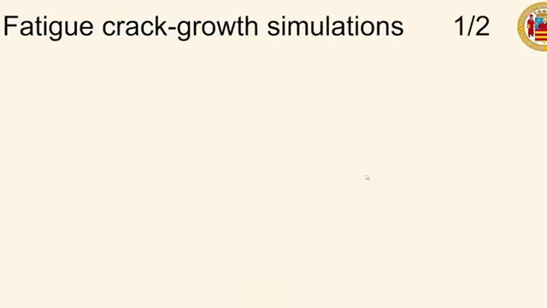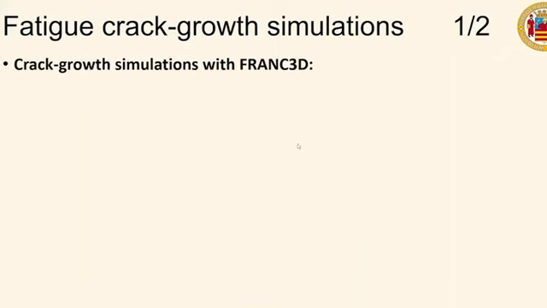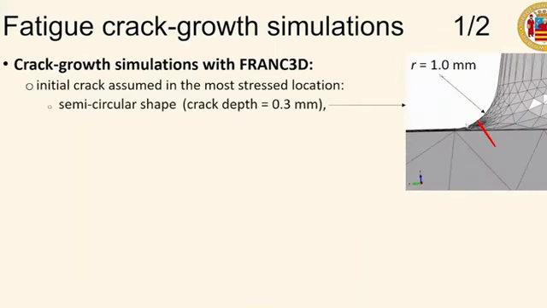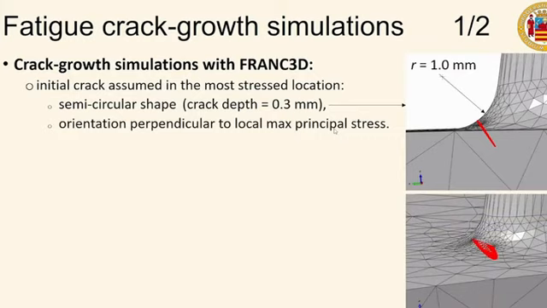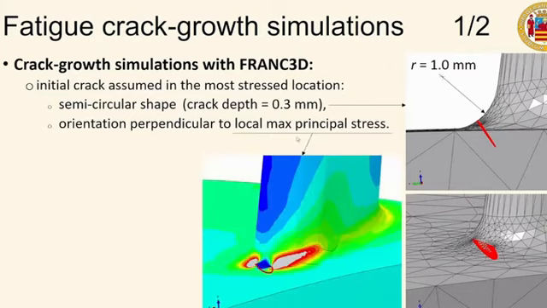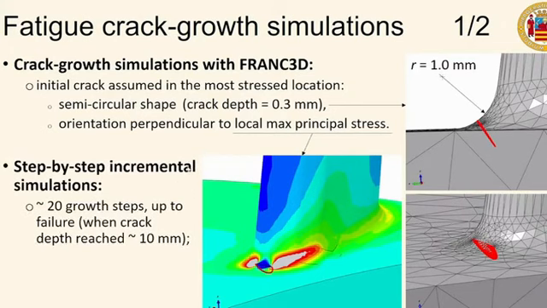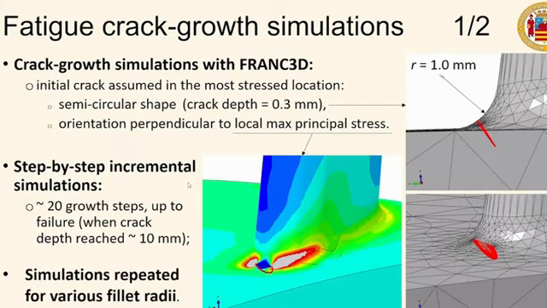So we performed various crack growth simulations, assuming a crack in the most critical position, that is here. These simulations are generally conducted step by step, incrementally, starting from the nucleated crack and up to failure. This is an example of the local maximum principal stress in the crack insertion area. As I anticipated, the simulations were performed step by step incrementally, and we repeated some simulations for various fillet radius.